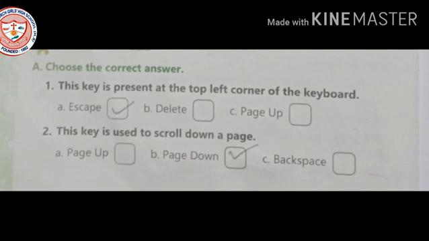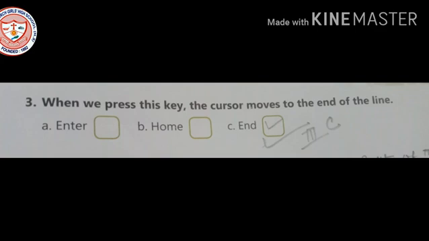Choose the correct answer. This key is present at the top left corner of the keyboard, which is the escape key. This key is used to scroll down a page. That is page down. Number 3. When we press this key, the cursor moves to the end of the line. That is the end key.